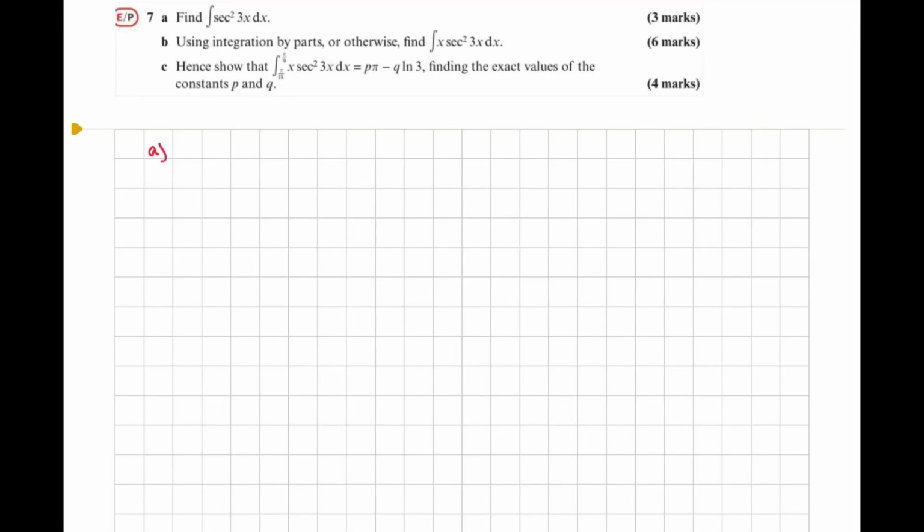Okay, part A on this question. Don't forget about your formula booklet. The integral of sec squared is in there, and in fact the integral of sec squared is tan. So it will integrate to tan 3x, you divide by the derivative, which is 3, so it's going to be a third tan 3x plus c. So don't forget your formula booklet there.